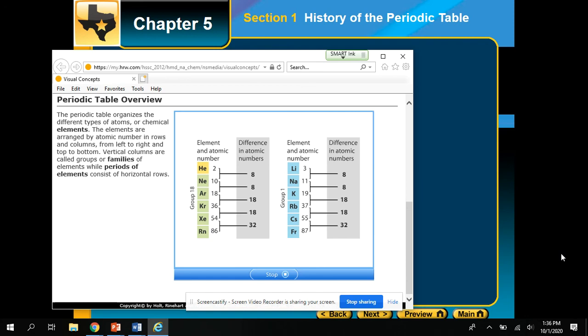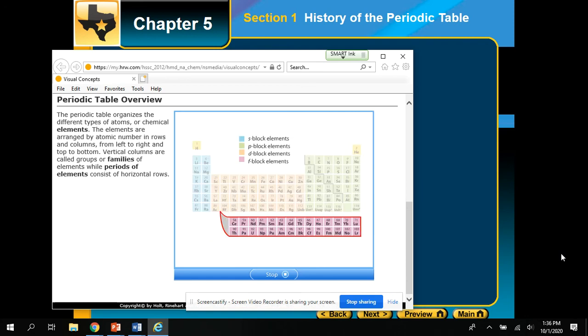Note that there's a special block of elements below the main table known as the lanthanide and actinide series of elements. They are grouped together and placed below the main body of the table to keep it from becoming too wide. Elements with atomic numbers greater than 92 do not occur naturally, but can be produced in laboratories. Most are not very stable and decay rapidly.